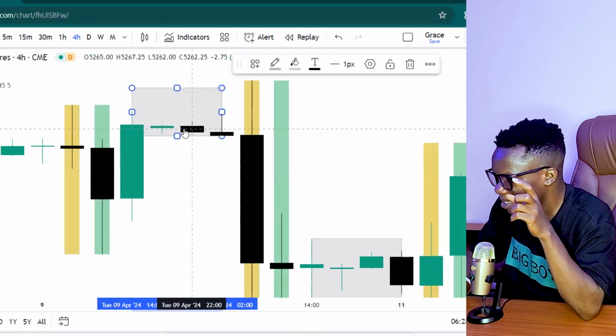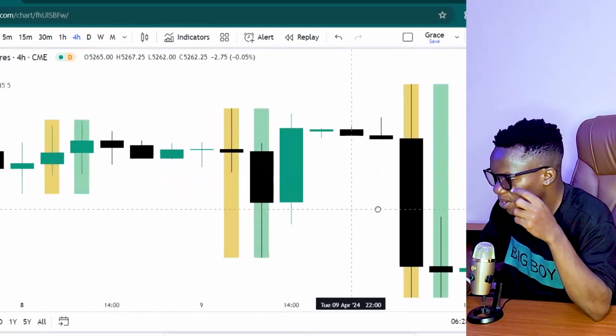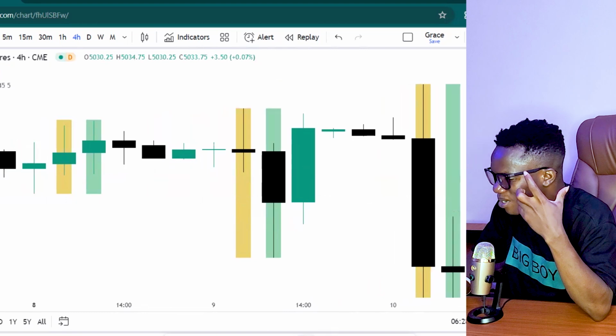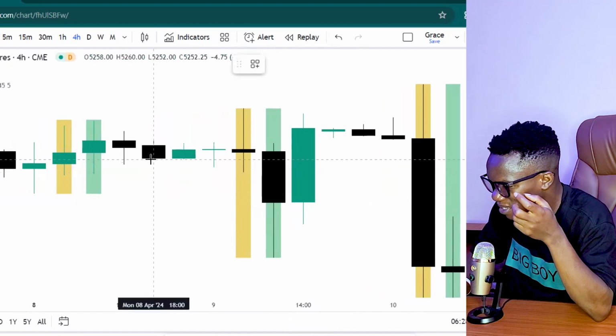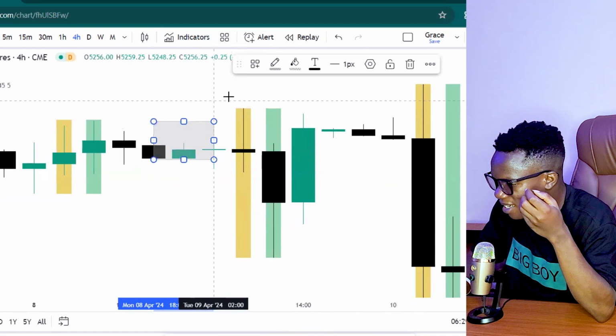Now take a look at what price did. Price purged out the Asia session and then dipped to the downside. Now let's take a look at the previous day again. It's like it's happening almost every day. You can see it almost every day. Price purges to the upside and then reverses.